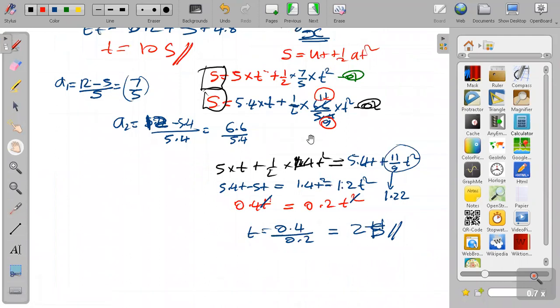Oh yes, big mistake here. It's my bad. It's extremely my bad because I missed this half. Good observation. Good observation. It takes 4 seconds.